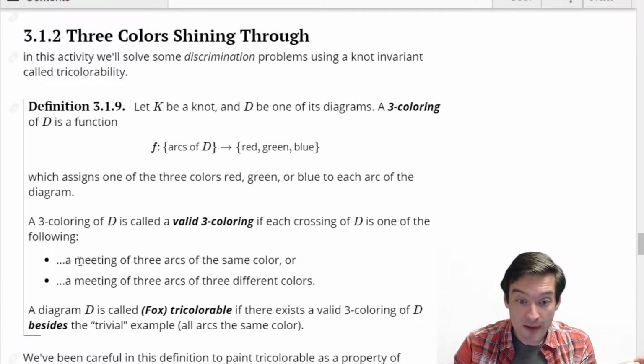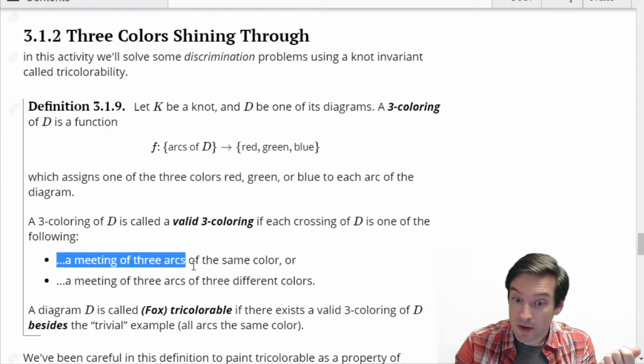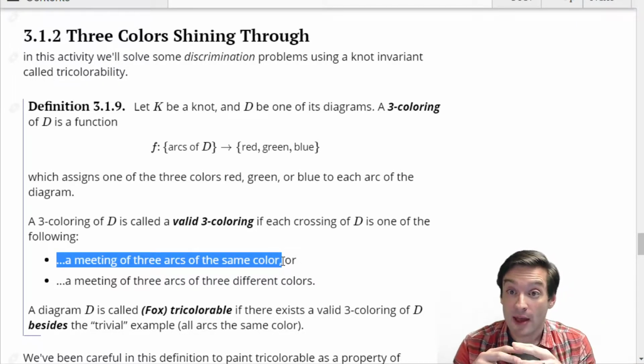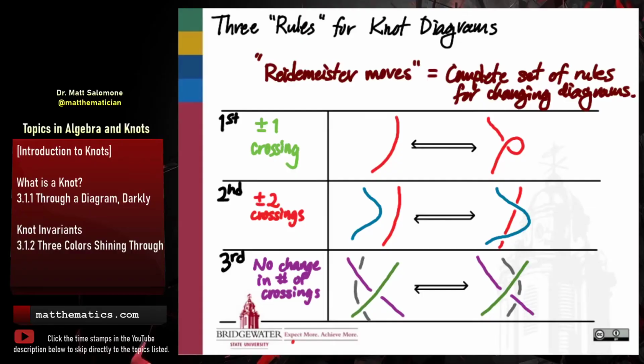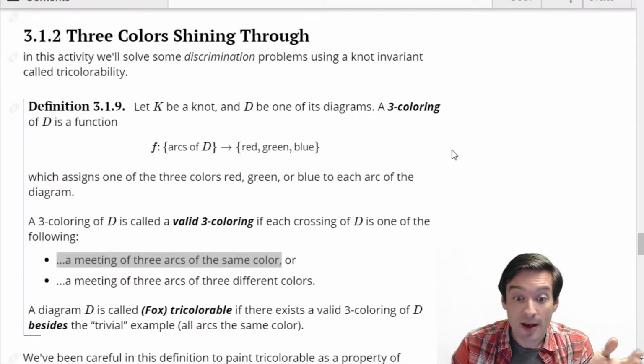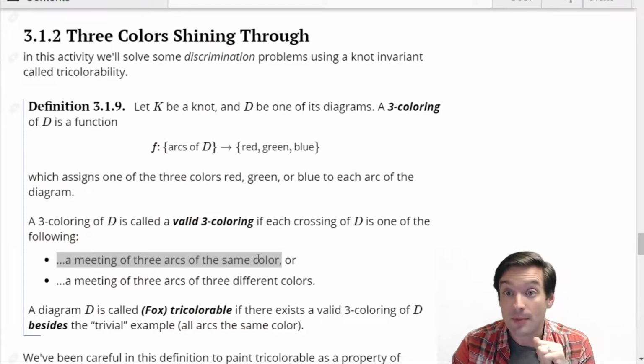In order for a coloration to be valid, we need at every crossing for either all of the three arcs at that crossing to have the same color. So, for example, this crossing right here on my screen is an example of a crossing where all three of the incident arcs at that crossing have the same color. This piece is colored red. This over piece, like the bridge over here, is colored red. And then this other piece underneath the bridge here is colored red. So this is a meeting of red, red, and red together. That would be an example of a valid crossing in this scheme. So that's one possibility, that we have three arcs of the same color meeting at a crossing.